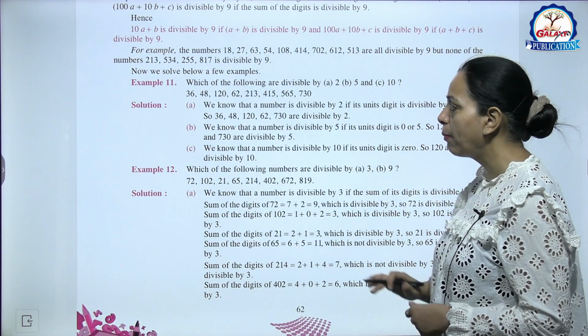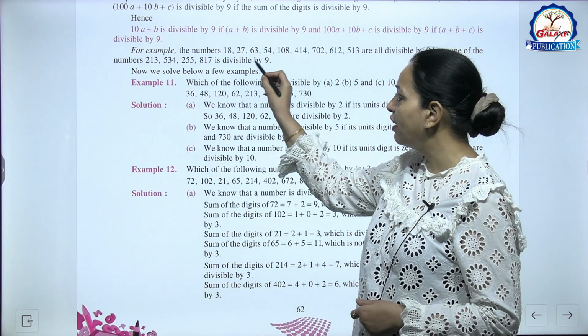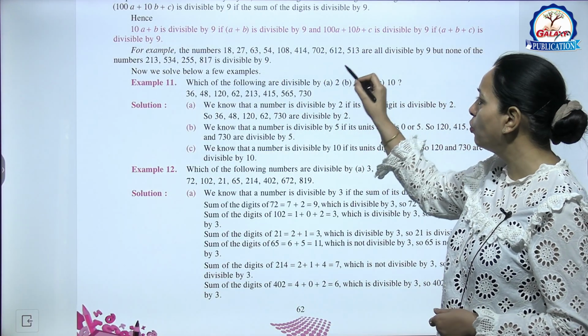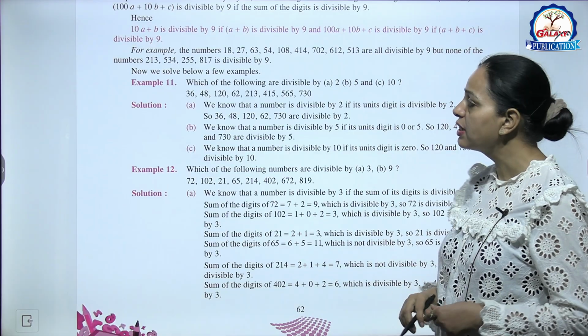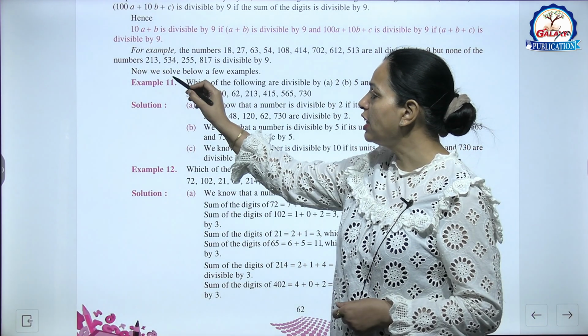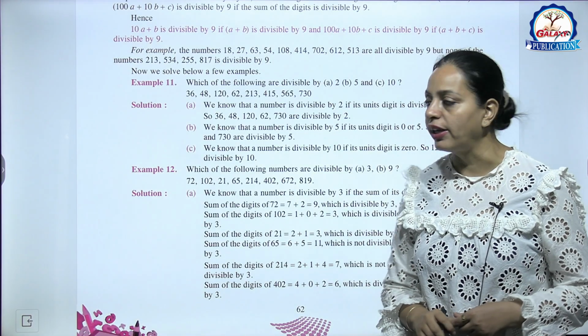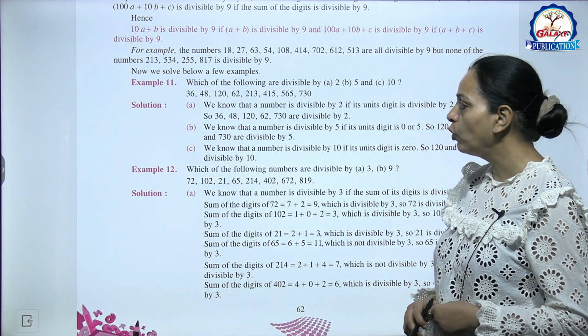For example, the numbers 18, 27, 63, 54, 108, 414, 702 all are divisible by 9, but none of the numbers 213, 534, 255 are divisible by 9. So now we solve below a few examples.